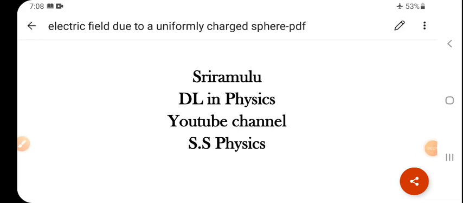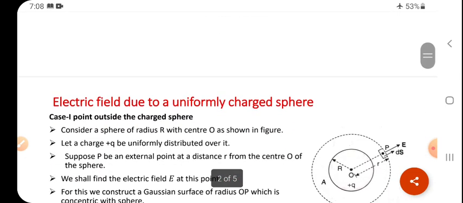Hi friends, this is Sri Ramlu and I have come with a new topic. That is the electric field due to a uniformly charged sphere.